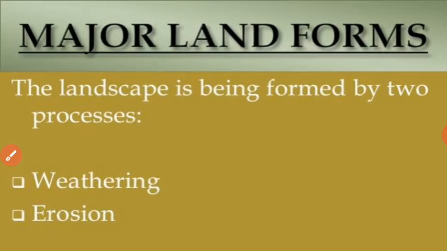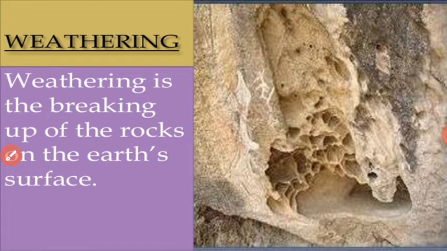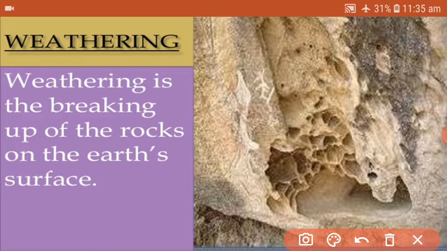You will find the same title, major landforms, on page number 15 of your textbook. The landscape is formed by two processes, weathering and erosion. You will find the definition in your textbook as well, and we will be discussing it here. Weathering simply means the breaking up of the rocks.